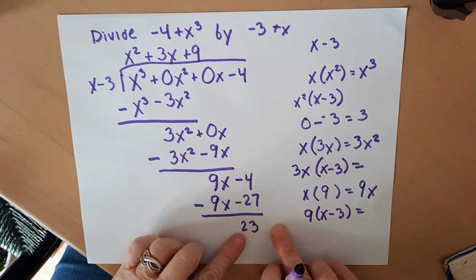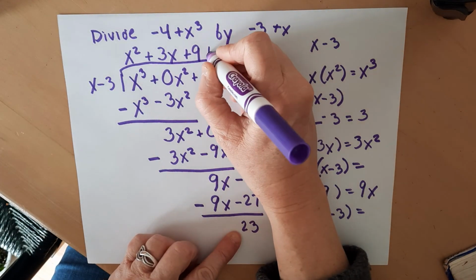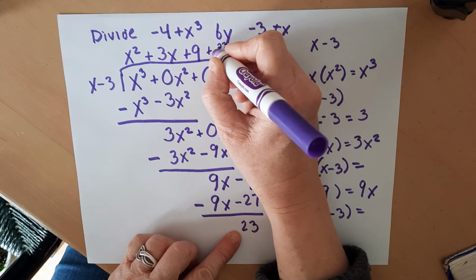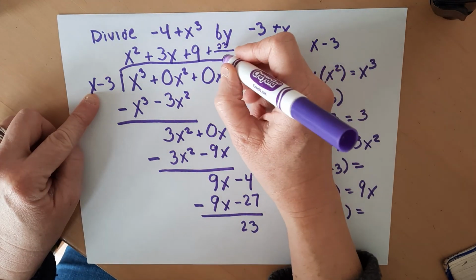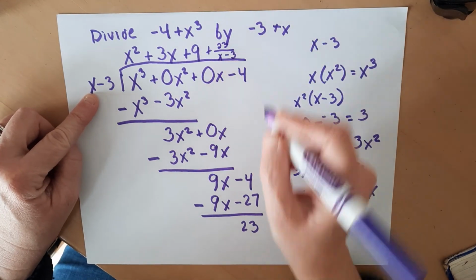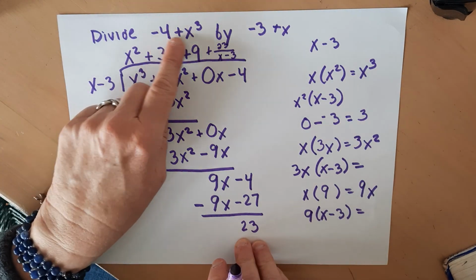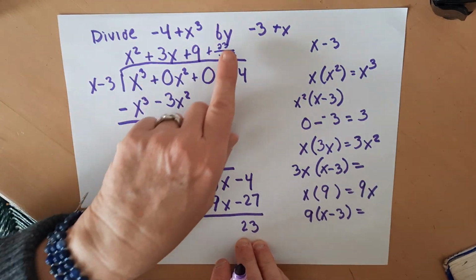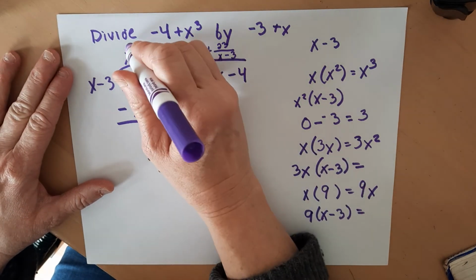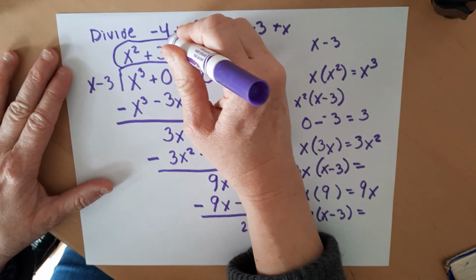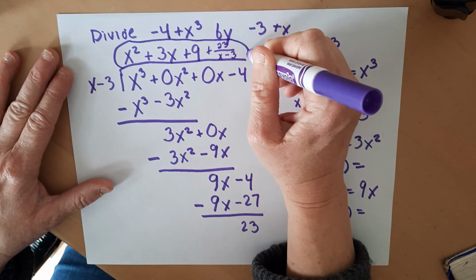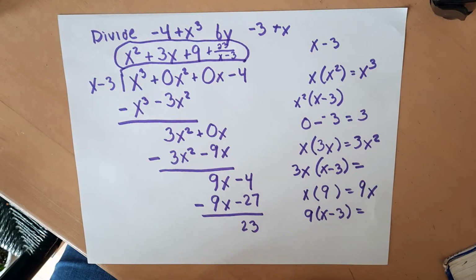Now at the end, when we have no more numbers to bring down, we turn this into a fraction. This is a positive 23. So 23 goes in the numerator, and the denominator is x minus 3. So negative 4 plus x cubed divided by negative 3 plus x equals this right here. It equals x squared plus 3x plus 9 plus 23 over x minus 3.